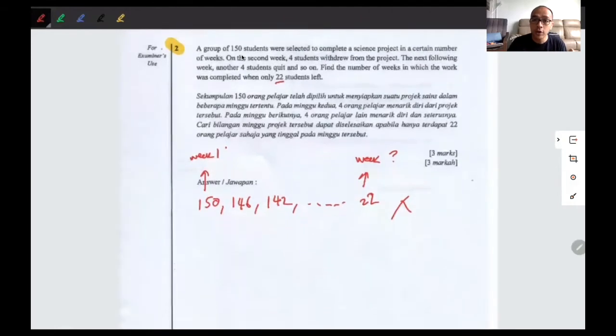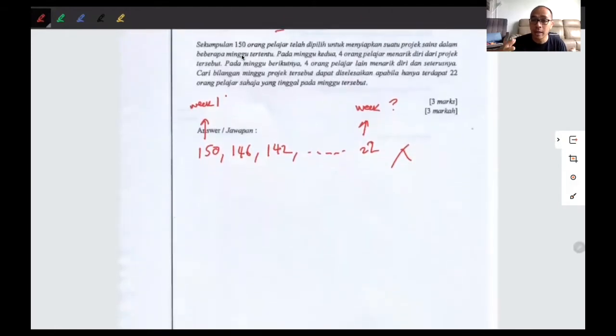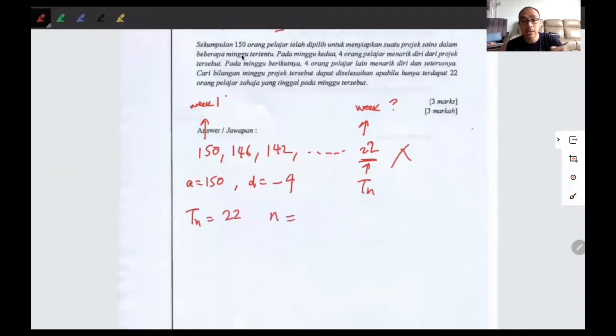Now, if we're going to do it secara progression, this is progression lah. Okay, so if this is a progression, my A will be 150. Okay, and my D will be -4 sebab setiap minggu dia akan berkurangan 4 orang. Okay, and then I'm given this one, Tn. So Tn equals to 22. Saya mau cari N. Okay, N is what?